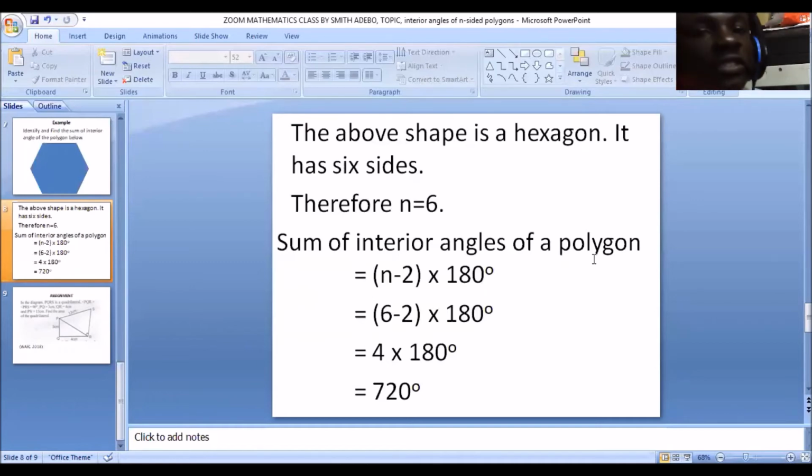I told you the first thing to do is to identify your shape. Now we've identified our shape and we discover that our shape is a hexagon. Due to the fact that it has 6 sides, you call it a hexagon. So the sum of interior angles of a hexagon is number of sides 6 minus 2 times 180 degrees. 6 minus 2 gives us 4. 4 times 180 degrees gives us 720 degrees. It's a very straightforward concept.